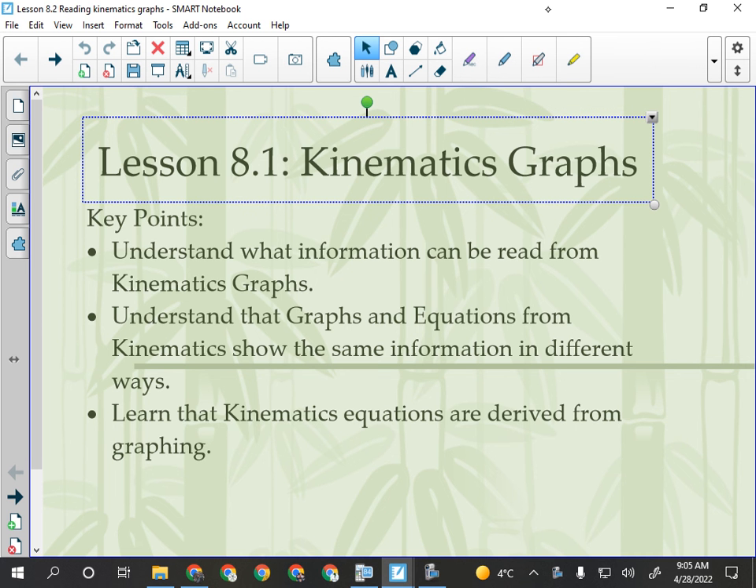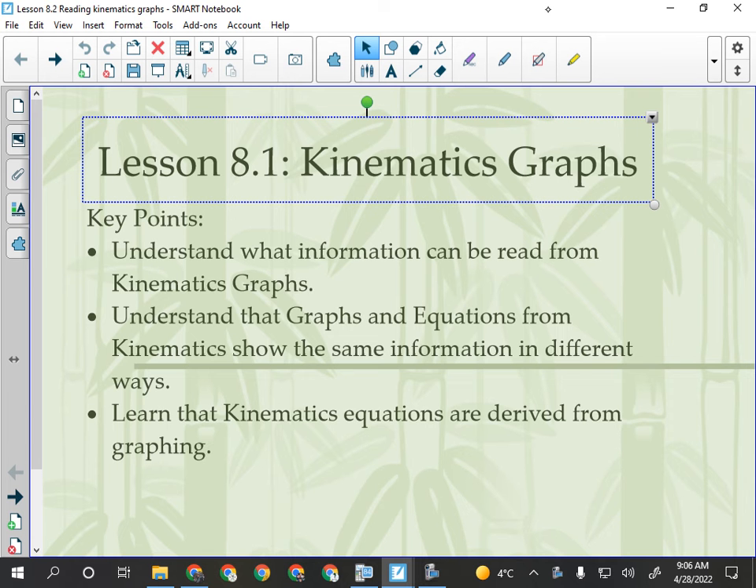So today, we're going to be looking at position versus time graphs probably all day, okay? We might get to velocity versus time graphs. It kind of depends how things go, all right? So what we need to look at today is what kind of information we can get from those two kinematics graphs, from position versus time and velocity versus time graphs. Understand how graphs and equations show the same information in different ways.